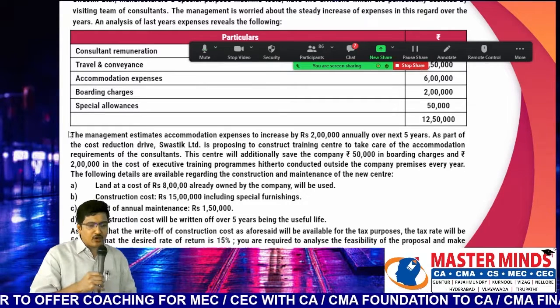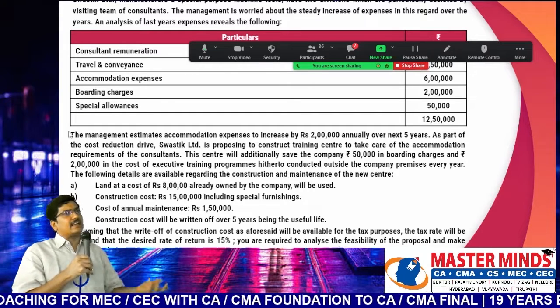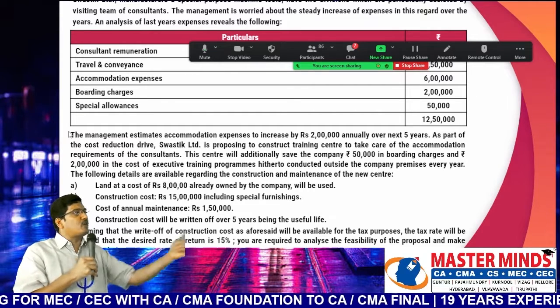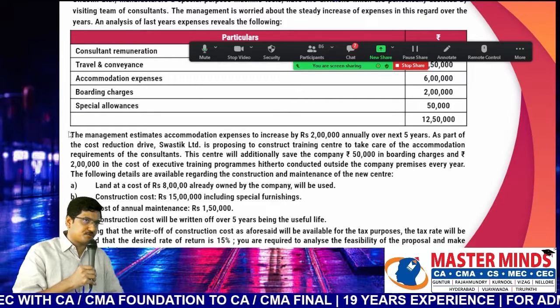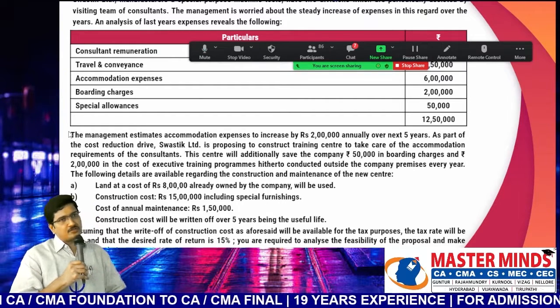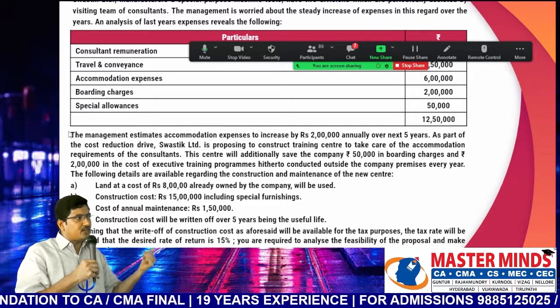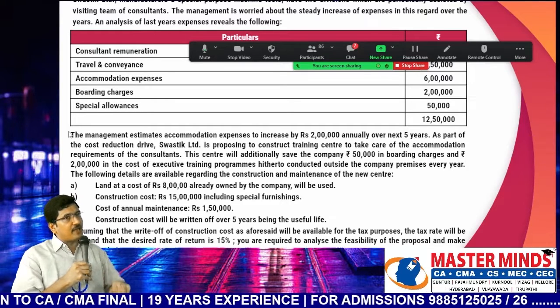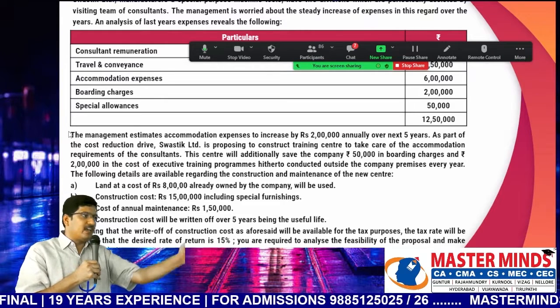Next one. Accommodation expenses. Is it a benefit or additional expenditure? Benefit, which I have already considered. Next one. Boarding charges. How much? Earlier, that means if I don't construct this project, it will be 2 lakhs. If I construct this project, it will be 1.5 lakh. Is it a benefit or expenditure? Benefit, which we have already considered.